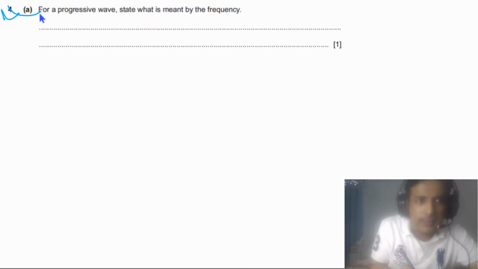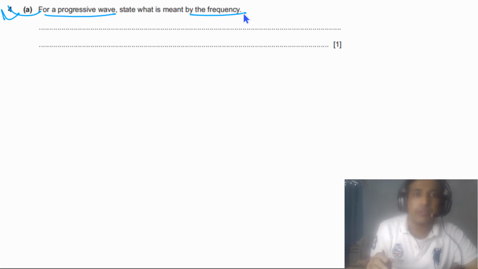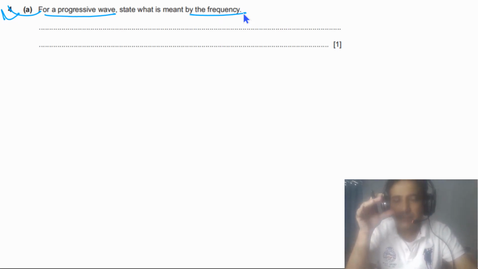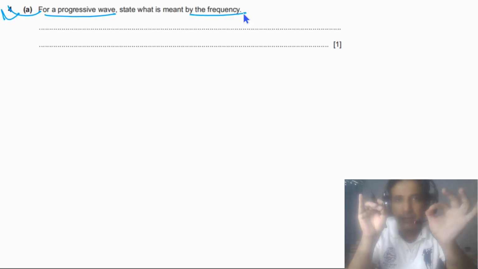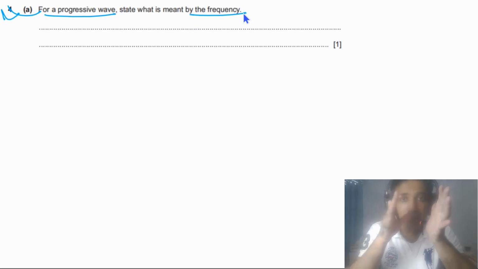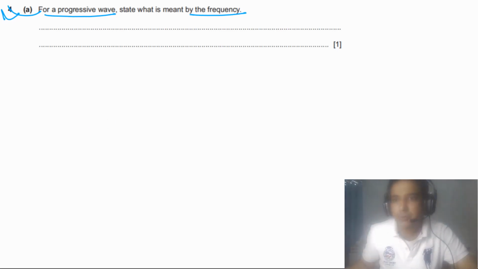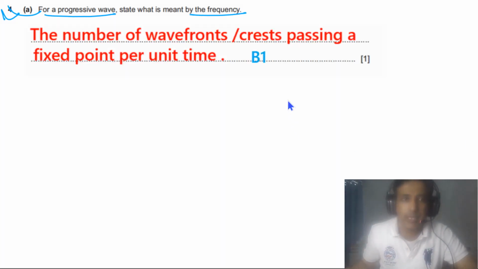Question 4, part A says, for a progressive wave, state what is meant by the frequency. For a progressive wave, simply we can define frequency is the number of wave fronts or number of crests, or you can say number of troughs passing a point per second. It simply means that if you look at a point and you count how many crests pass that point per second, that is the frequency. So let me show you how you can write down the answer. So this is how you can write down the answer for this question.